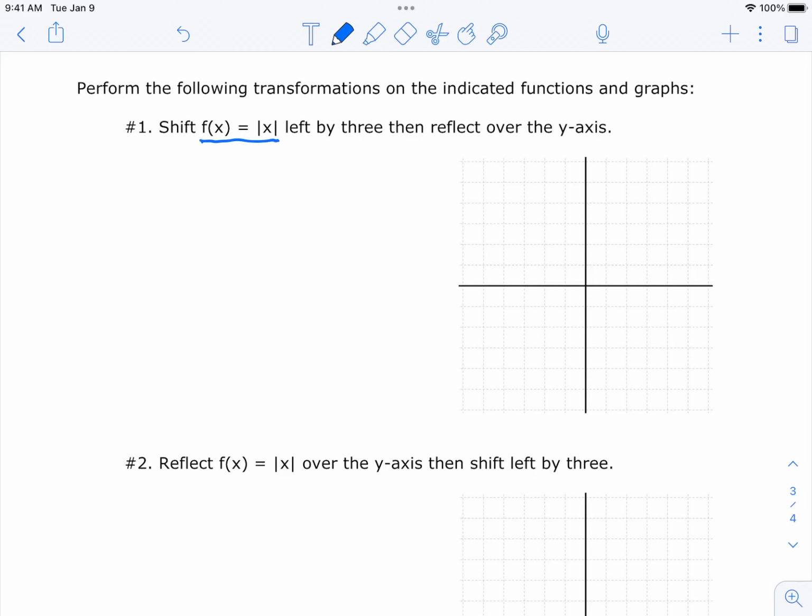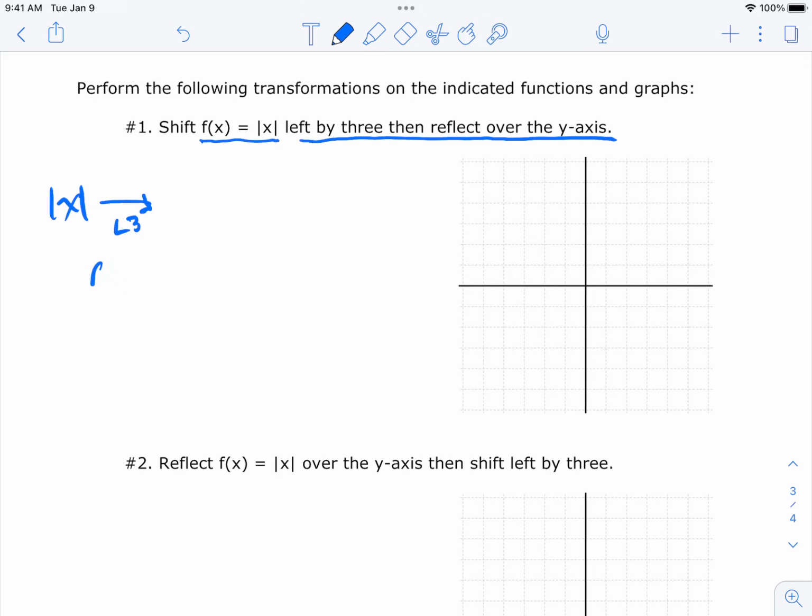Okay, we've got a function. We're going to go left by 3, and then we're going to reflect over the y-axis. Okay, so here's the function. If I want to go left by 3, what am I supposed to do? Do you remember? This is from yesterday.